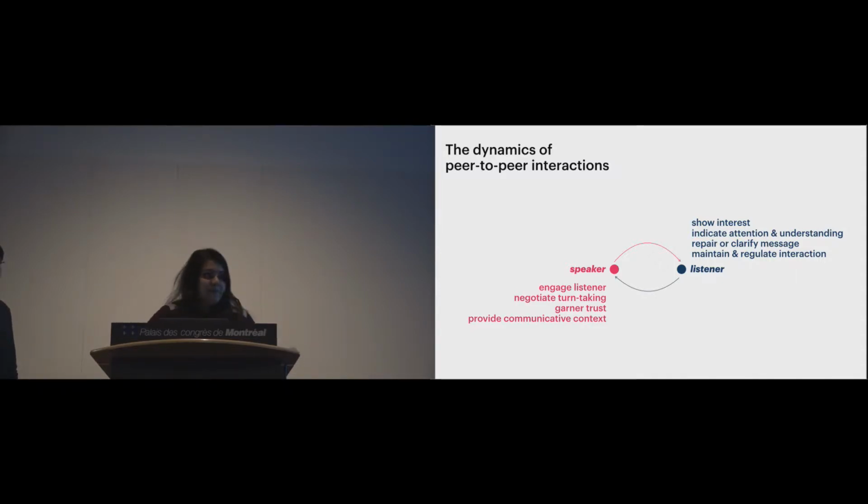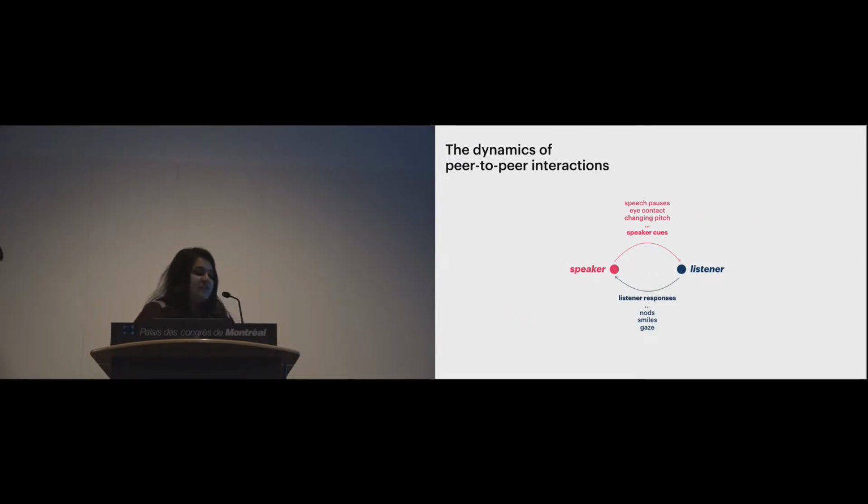So if we think about a peer-to-peer interaction, we can largely put it into these two roles: there's a speaker and we have a listener. And the speaker's role in the interaction is to engage the listener, negotiate the turn-taking, garner their trust, and also provide the communication context in which they're operating. On the listener side, the listener needs to show interest. They need to indicate that they're paying attention, they're understanding what's going on, and they also need to maintain and regulate the actual interaction. To successfully do this, both speakers and listeners use a range of cues.